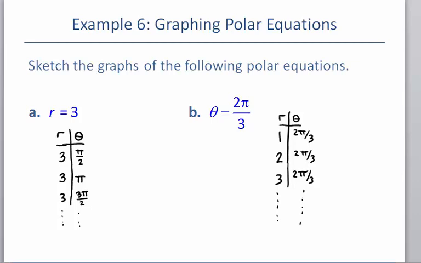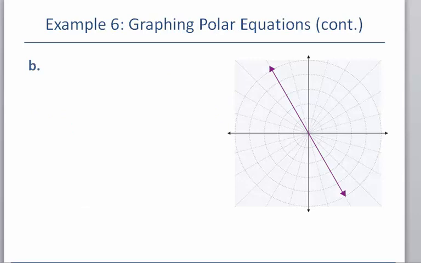So again, we can take this to our graph, we can plot our points, and we see that the graph draws a line. So 2 pi over 3 is this angle here. And so on that terminal side, we have a point at 1, we have a point at 2, we have a point at 3. And again, connecting those points, we can see that the graph draws a line.